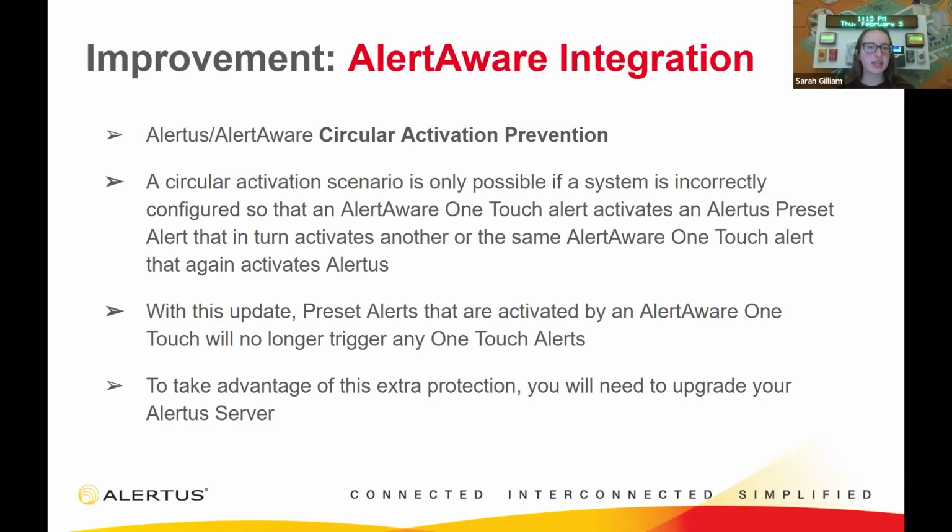But with this update, any preset alert that is activated by an AlertAware one-touch will no longer trigger any subsequent one-touch alerts, effectively ensuring reliable system performance without any unwanted repetitive activations. So for customers who have configured their systems independently without the expertise of an Alertus staff member, this safeguard completely eliminates the possibility of creating an activation loop, even with improper configuration. And to take advantage of this extra protection, you will need to upgrade your Alertus server.